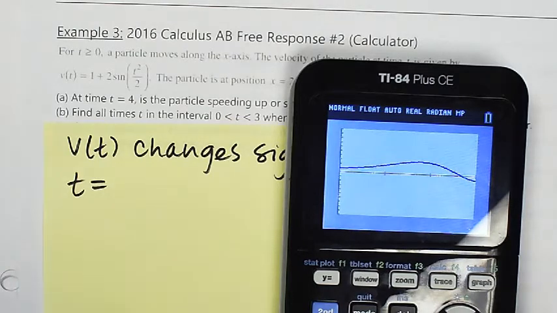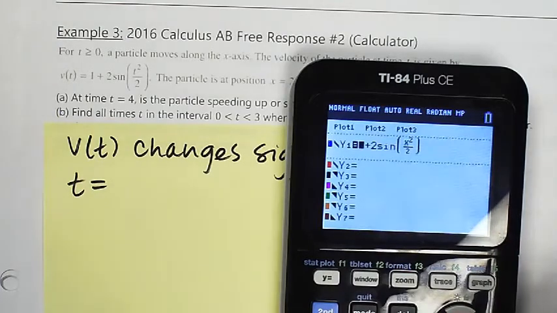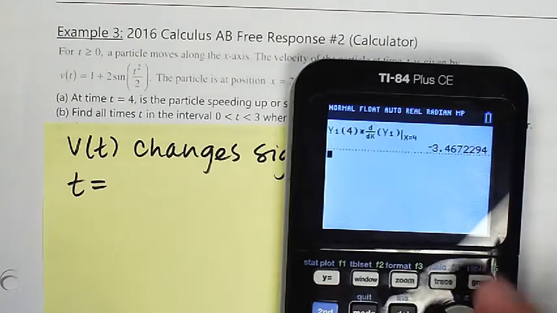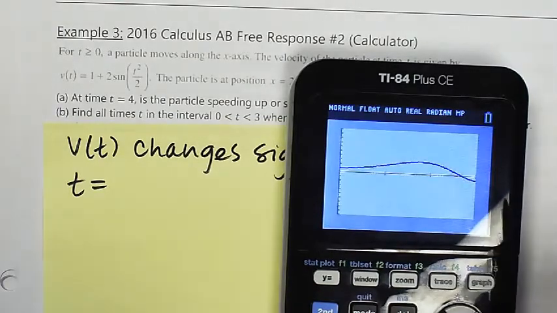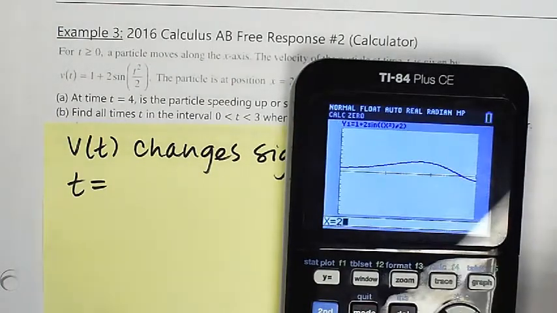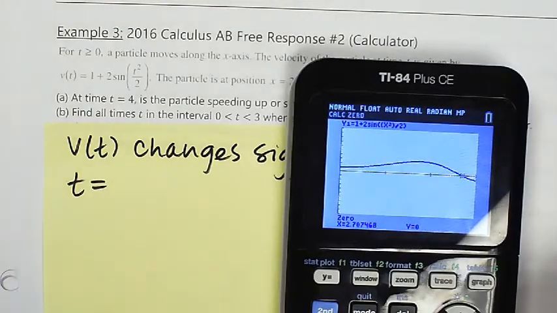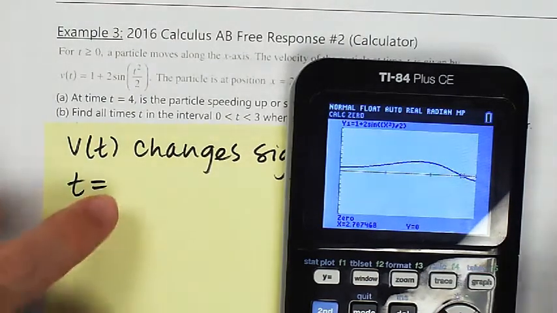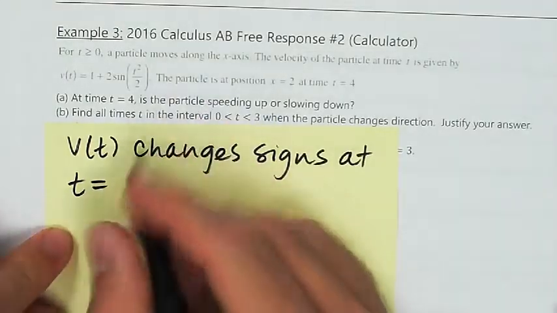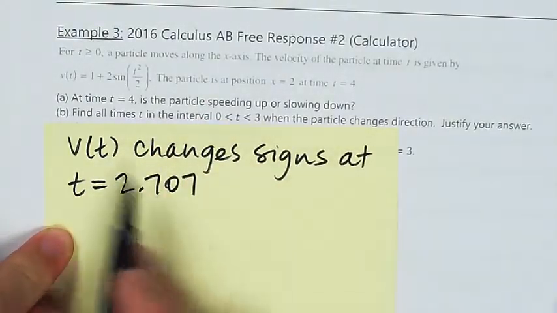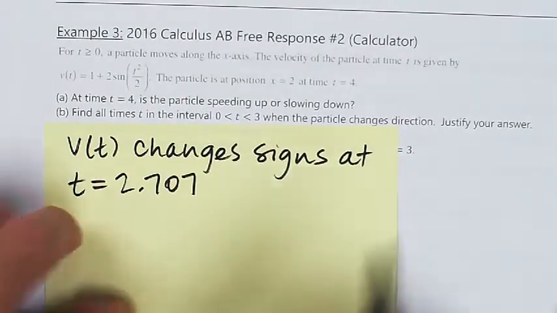And, oh no, only 1. Hold on. Type that in right. 1 plus 2 sine of t squared divided by 2. Maybe I was thinking of a different problem. Anyway, there it is. That's the time it changed sign, so I'm going to calculate that 0. I'm not going to say that it's changing direction because these are the zeros of v. That means it's at rest. That doesn't mean it changes sign. Or that changes direction. So I'm going to say t is 2.707. The justify my answer is v of t changes signs. That's all you need.